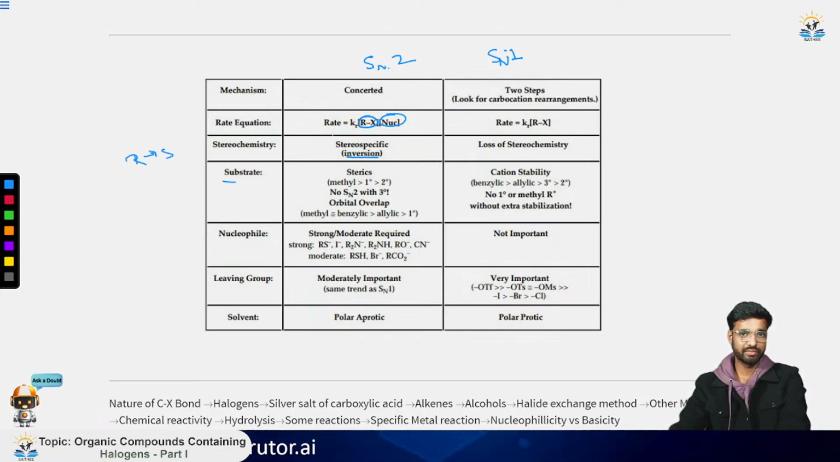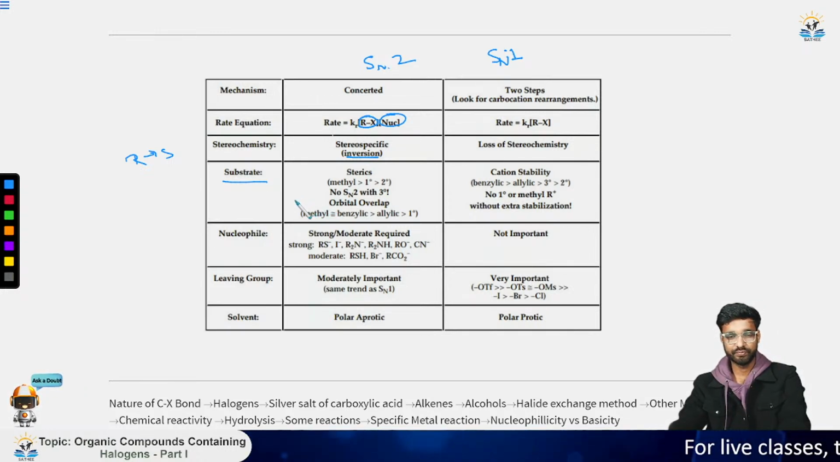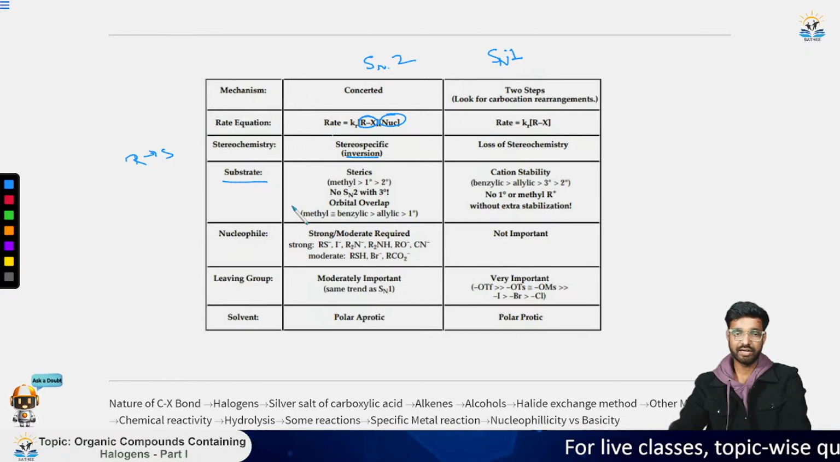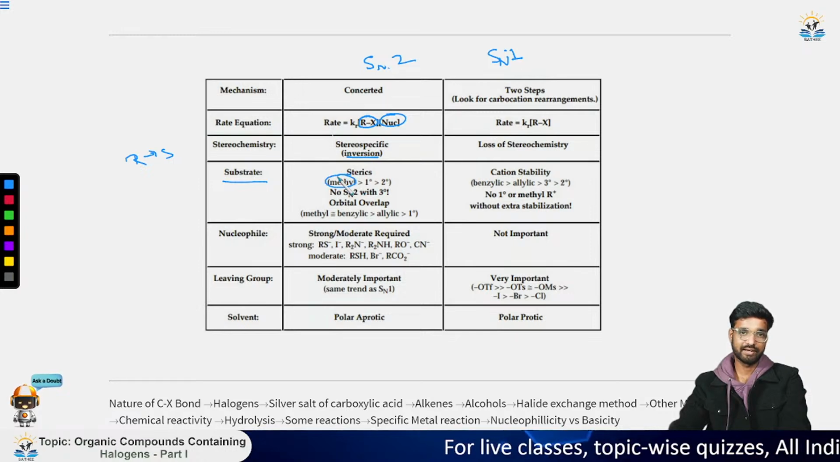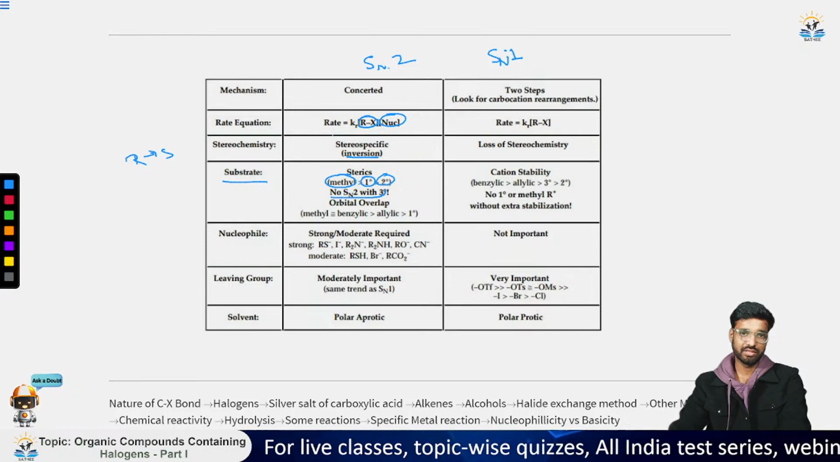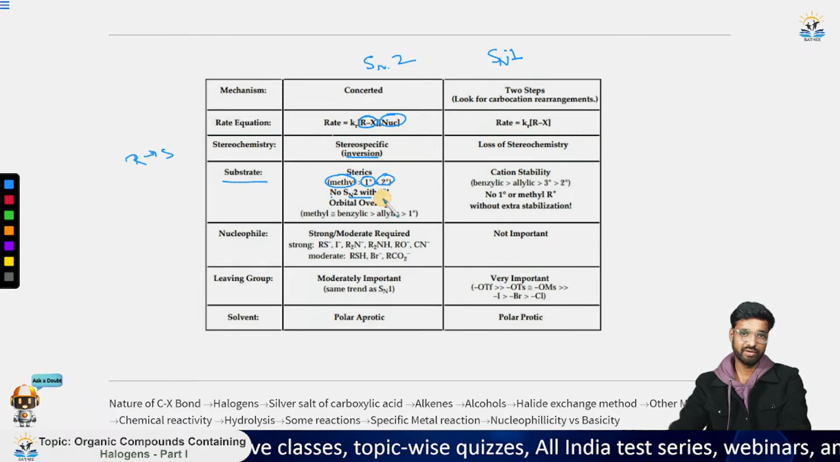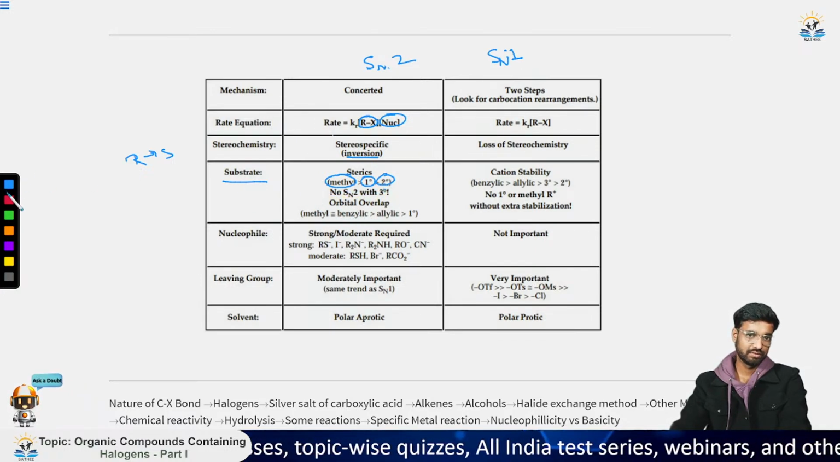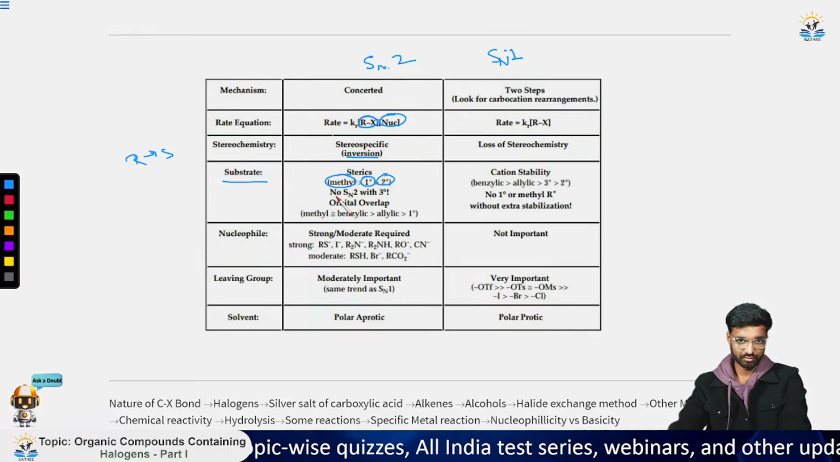Now if we consider the substrate, since there is a direct attack and an inversion, if we have steric hindrance, then it will be inhibited. So methyl reacts fastest, then 1 degree, then 2 degree, and no SN2 takes place with 3 degree. This should be kept in mind. Never think that 3 degree can go through SN2.